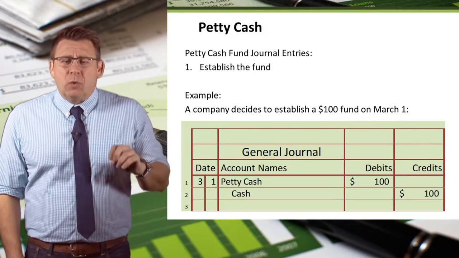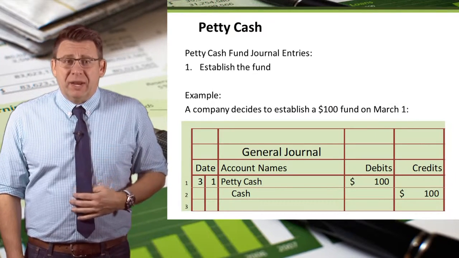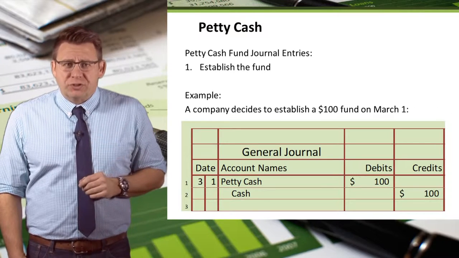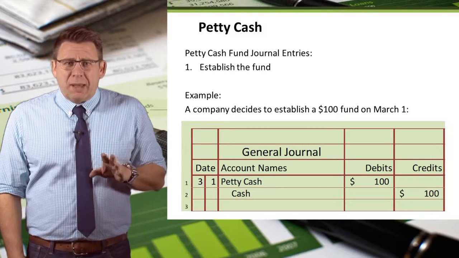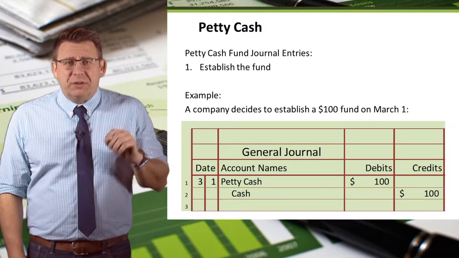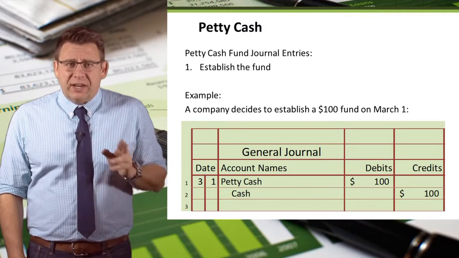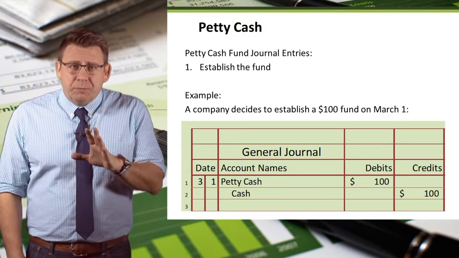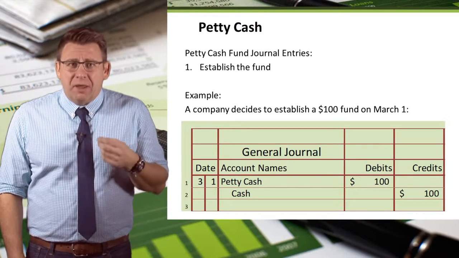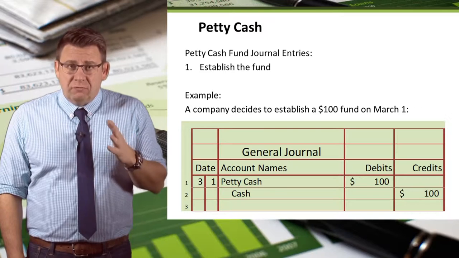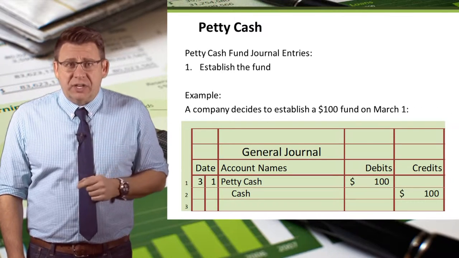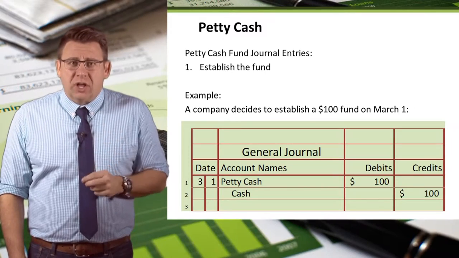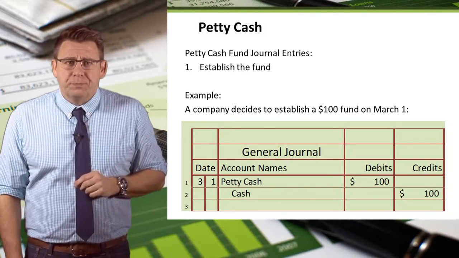Let's assume a company wants to establish a petty cash fund for $100 and use this for small purchases. The establishment of the fund is a debit to petty cash and a credit to cash for $100. In reality, the company is writing a check made out to cash for $100 and then cashing it. Now the petty cash fund has $100 for small purchases.